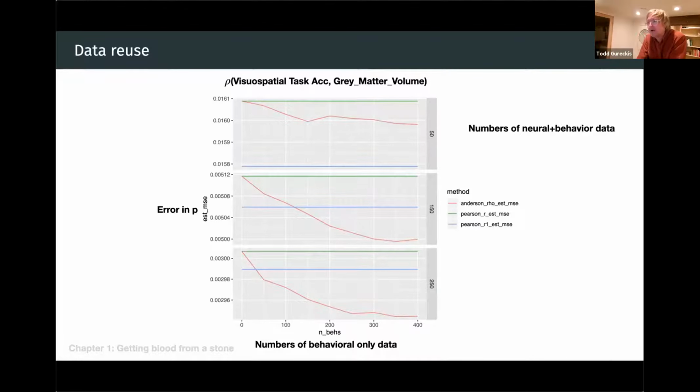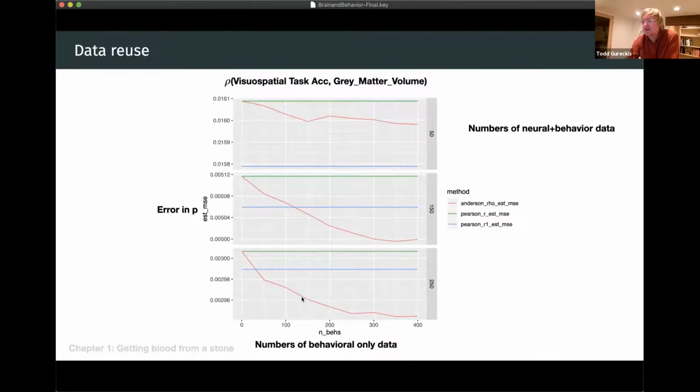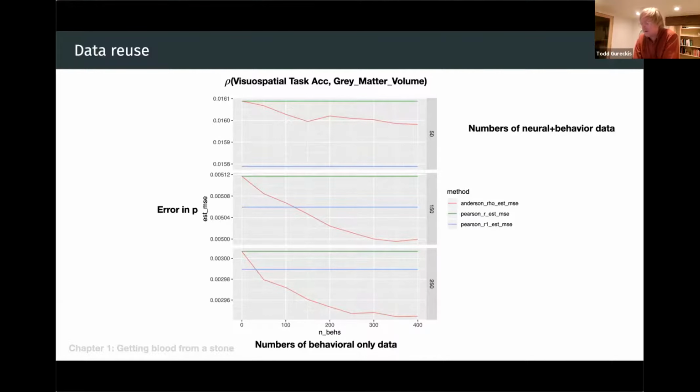And here we recreate some of our simulation plots, showing that the mean squared error of the Anderson-Rowe estimate decreases as you add subjects who only provided information about their marginal from their behavior. And the crossover point, between the benefit of adding behavioral subjects versus running one more imaging subject, occurs at quite reasonable values, like 100 or even 25, showing that you can improve your estimates with behavioral data alone.